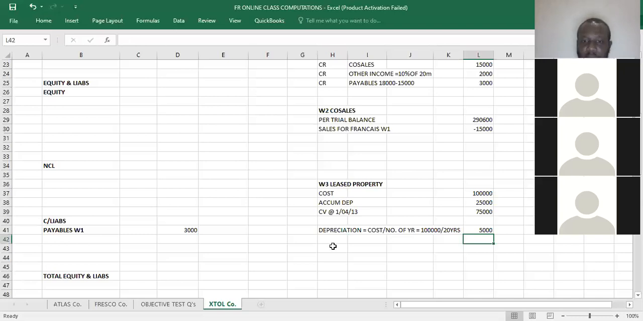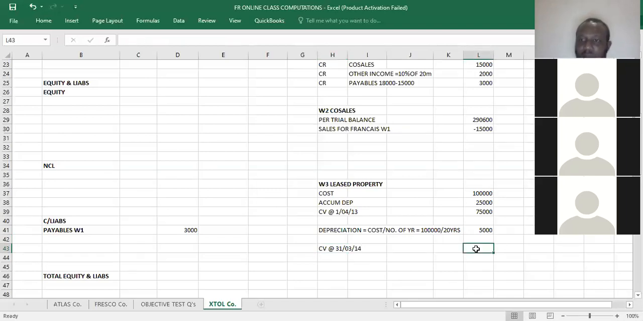So from there, we can get our carrying value at the end. So carrying value at 31st March 14, right? Yes. So please, where did we get the 20 years from?